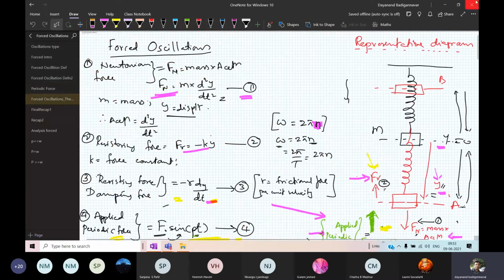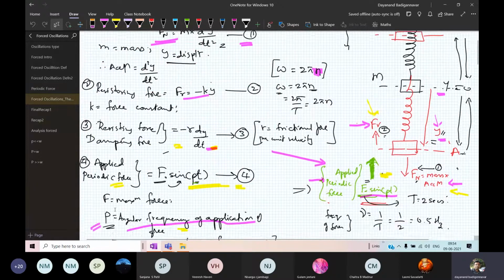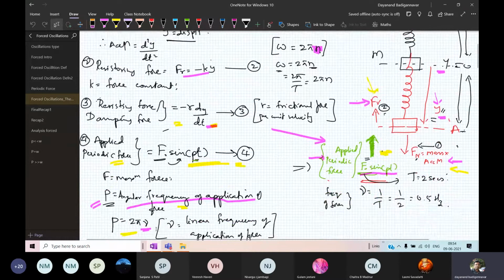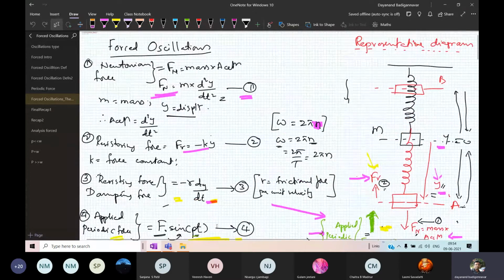As usual, it is the same as the earlier equations for damped oscillation. The only thing we have added is the applied periodic force term. I have taken a representative diagram for a spring mass system. You can take any representative diagram for the explanation.